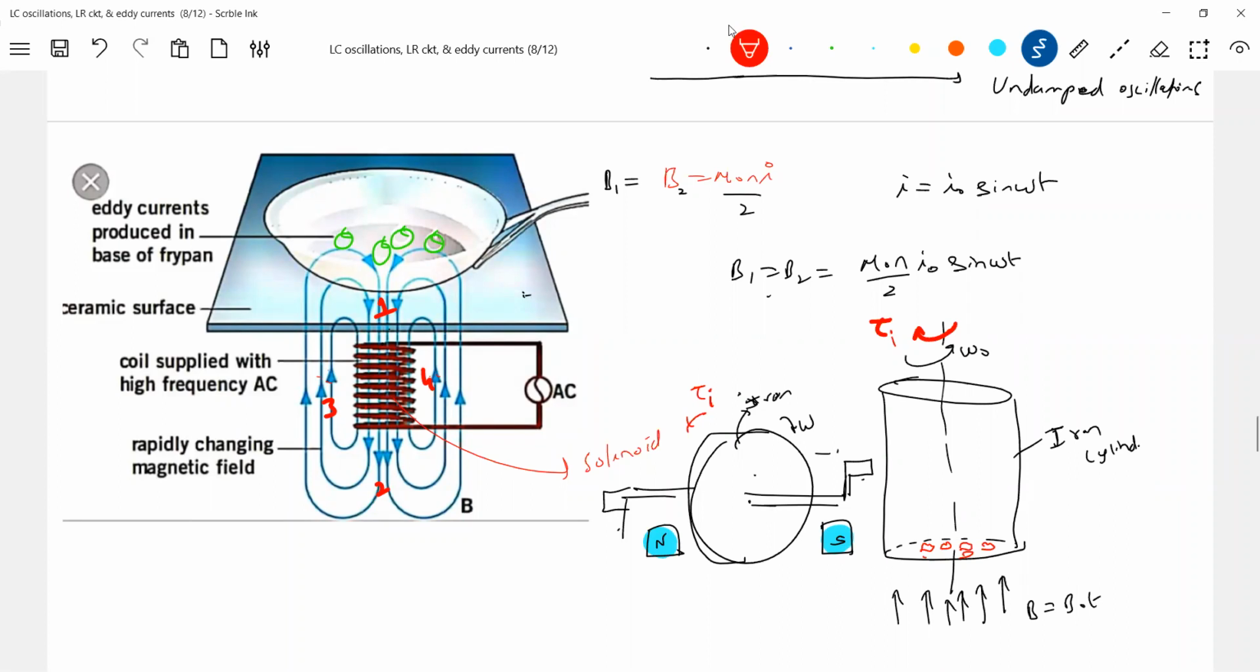If I increase the distance between the magnets, this tau will decrease, omega will increase. If I decrease the distance between the magnets here, then the eddy current will increase, and the induced torque will increase. So just by rotating a knob, you can control the magnetic resistance. This is like the exercise cycle that we're using. Okay, this is about that, so let's discuss some self-inductance.